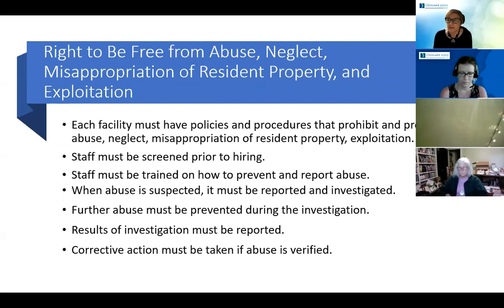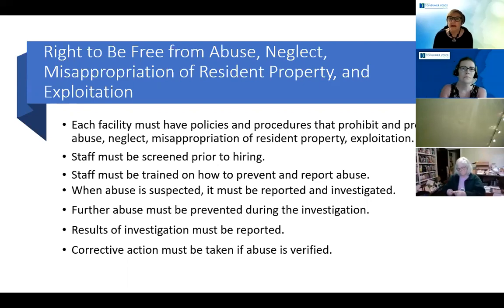But at a minimum, facilities have to do things like, if they're hiring a nurse aide, check the state nurse aide registry to see if there have been any findings against a nurse aide. And if there are, then they can't hire that individual. They have to check to see if there have been any convictions for abuse and neglect against that person. And they have to check if an individual is a licensed healthcare professional, like a licensed nurse. They have to check the state licensing board to see if there have been any disciplinary actions.